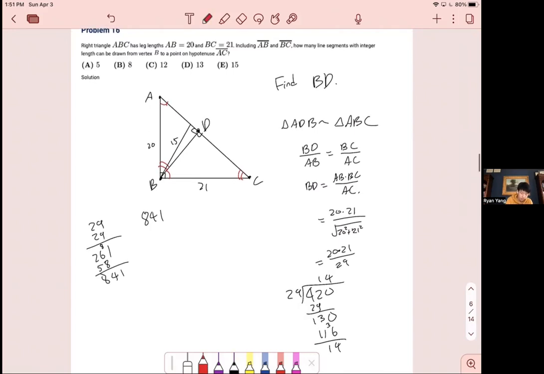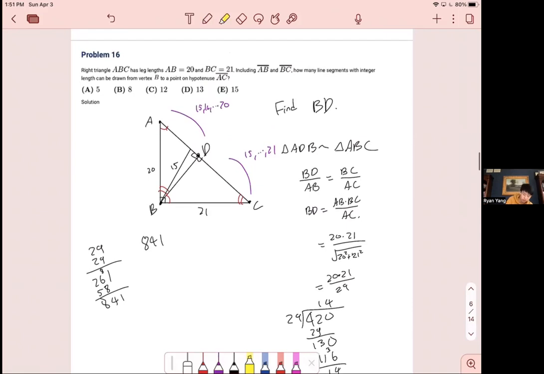So on this side, we can get 15, 16, up to 20. On this side, we can get 15, and so on, up to 21. So there are 6 on the top side and 7 on the right side for a total of 13 different integer lengths we can hit, which gives 13. Answer D.